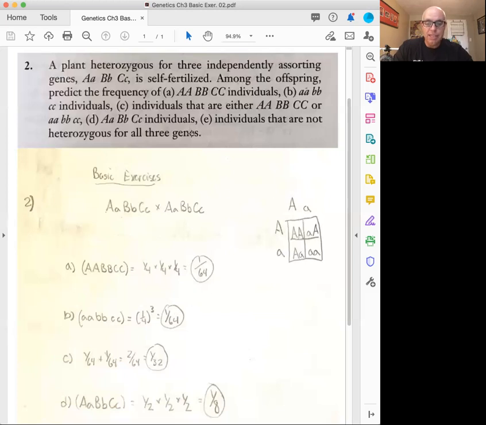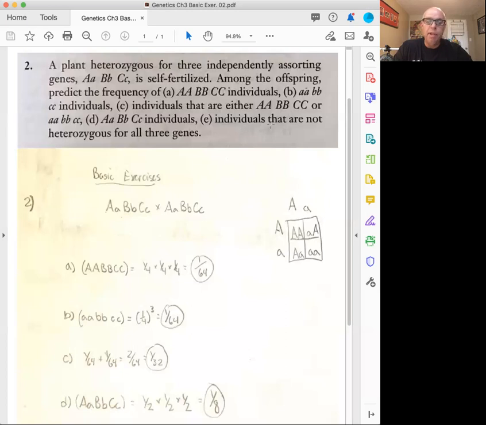C now asks us, okay, what individuals are either this genotype or this genotype? Whenever we see or, remember that by the additive rule, we need to add those two probabilities together and then subtract the probability that both of those results occur. You can't simultaneously be big A, big B, big C, and little a, little b, little c. So that probability is 0. So you add these two together, 1/64 plus 1/64 minus 0. I don't even put it in there. That equals 2/64. Reduce it down to 1/32.